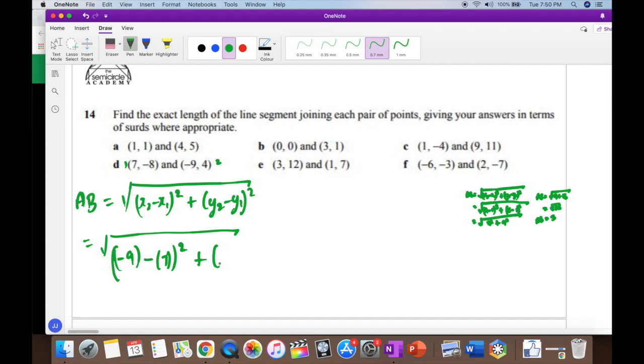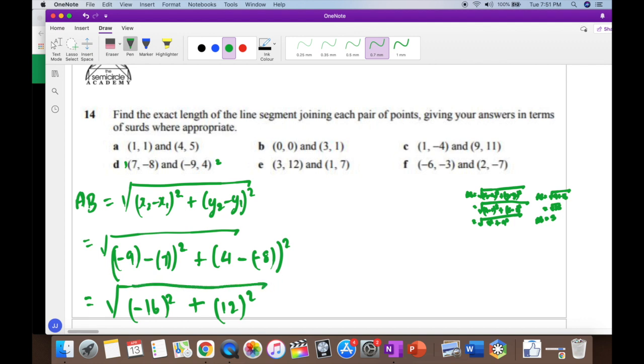Plus, you notice I'm using my brackets, y2, which is 4, minus y1, which is negative 8, and all of that squared. Notice the use of the brackets. So the square root of negative 9 minus 7, which is negative 16, squared. Please tell me if I'm going wrong, negative 9 minus 7 is negative 16, I believe. And 4 minus negative 8 is 4 plus 8, which is 12 squared.